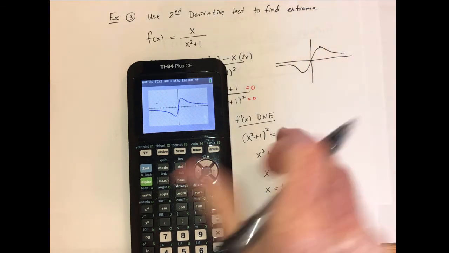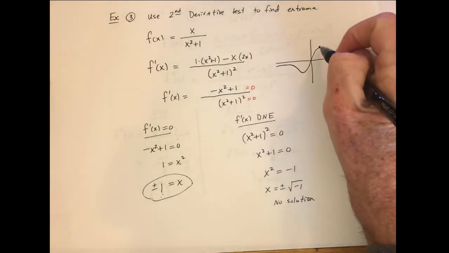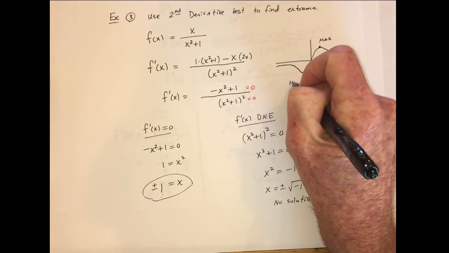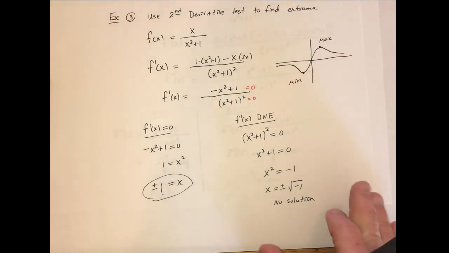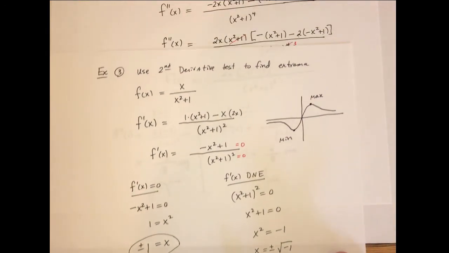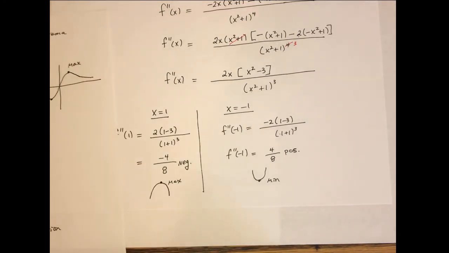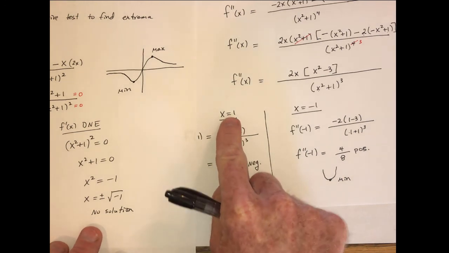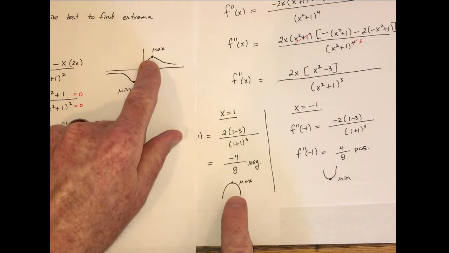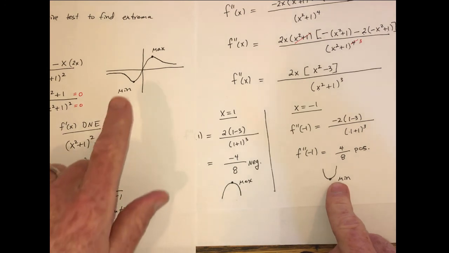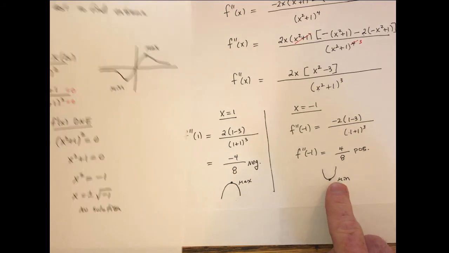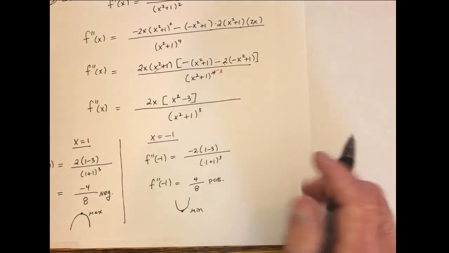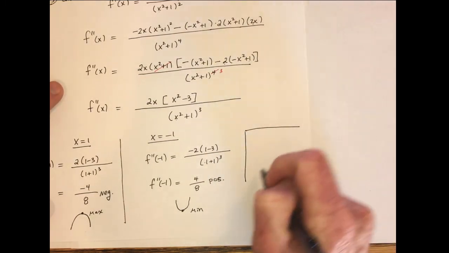So right here, there's a maximum. And right here, there's a minimum. And at 1, there's supposed to be a maximum. Yes. At negative 1, there's supposed to be a minimum. Yes. Excellent. So now I just need to label my answer. So I think I'll just put my final answer right here.